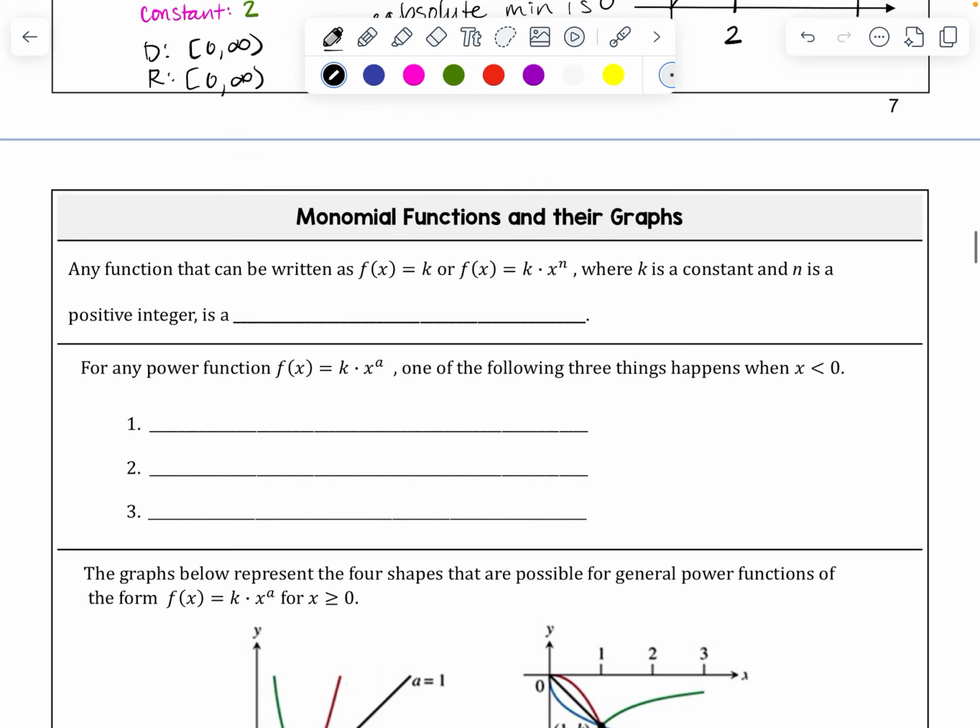Okay, let's talk about monomial functions and their graphs. Any function that can be written as f of x equals k, or f of x equals k times x to the n, where k is the constant and n is a positive integer, is called a monomial function. And that's because it only has one term.